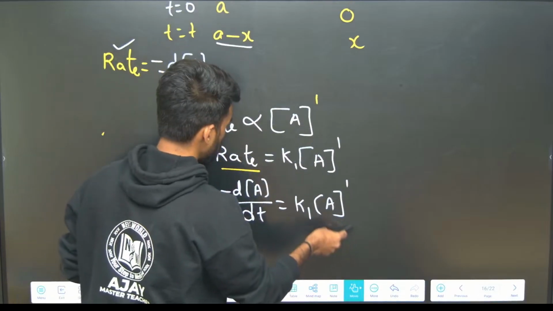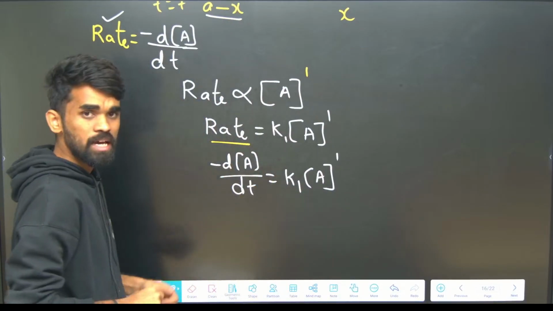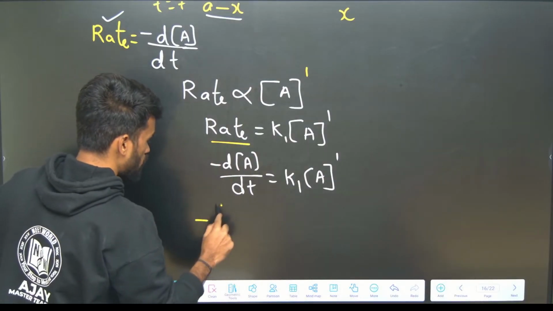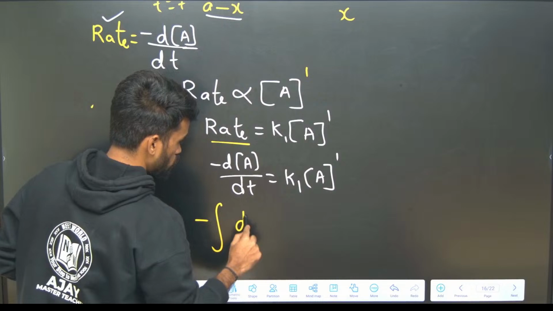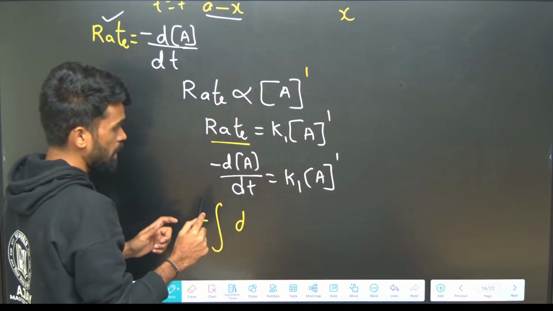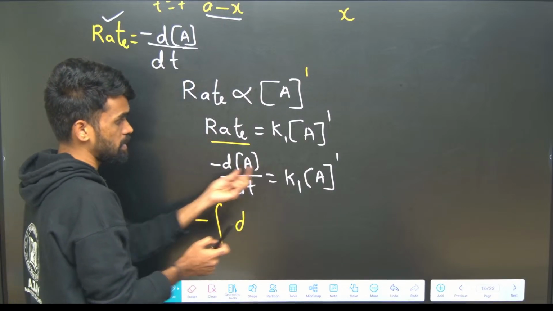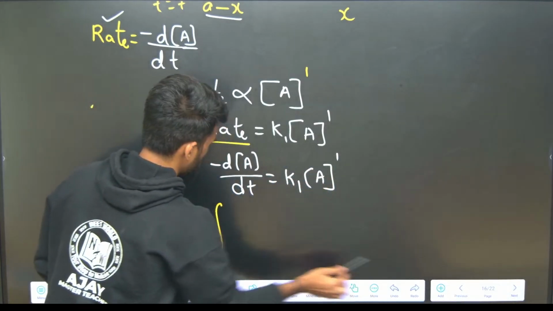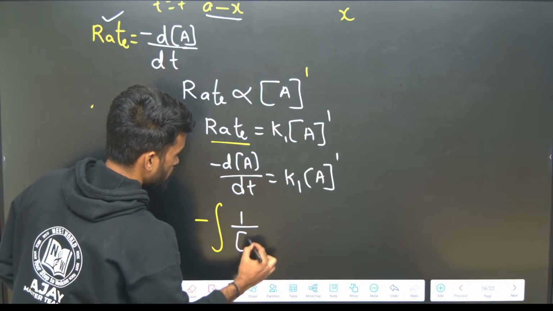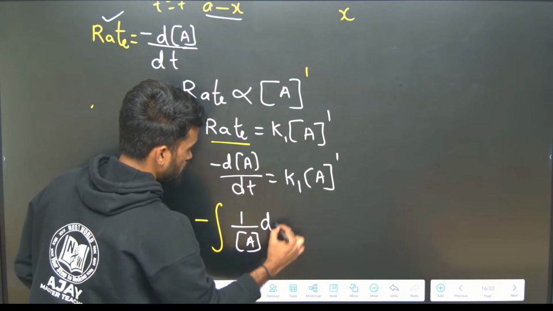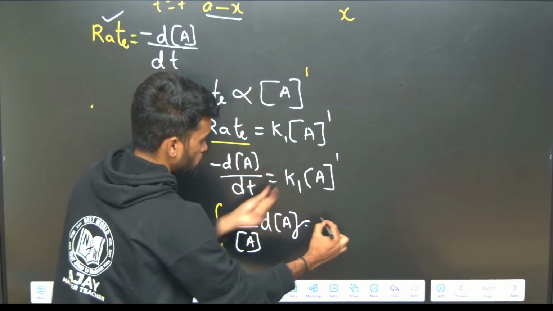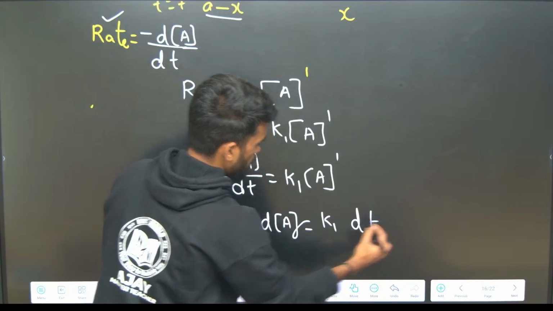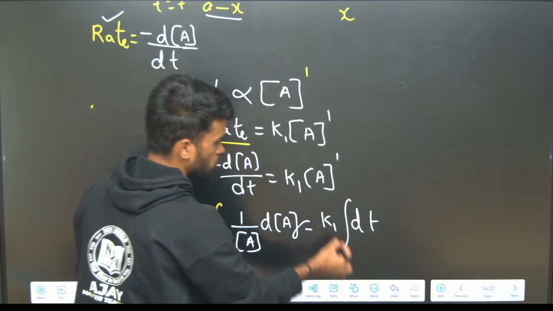Now, this is a differential equation. Just apply integration on both sides. So what are you going to get on integration? See, dA is there, so I just wanted to bring this A to the other side, so the equation becomes minus 1 by A dA is equal to K1 dt. I am applying integration now, K1 is a constant, so dt, like this.